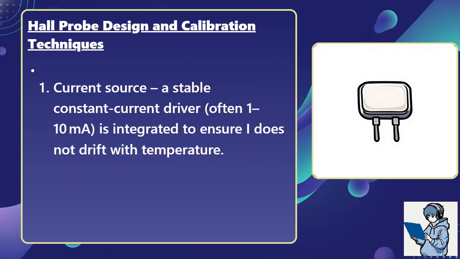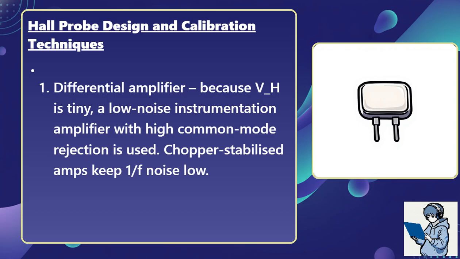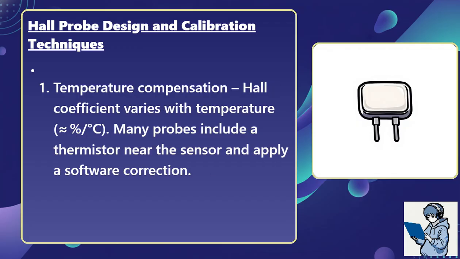Current source: a stable constant current driver, often 1 to 10 milliamps, is integrated to ensure I does not drift with temperature. Differential amplifier: because V_H is tiny, a low-noise instrumentation amplifier with high common mode rejection is used. Chopper-stabilized amps keep 1/f noise low. Temperature compensation: Hall coefficient varies with temperature, approximately % per degree Celsius. Many probes include a thermistor near the sensor and apply a software correction.